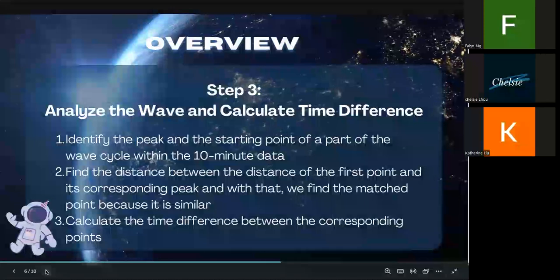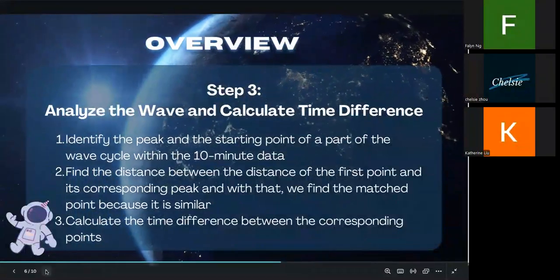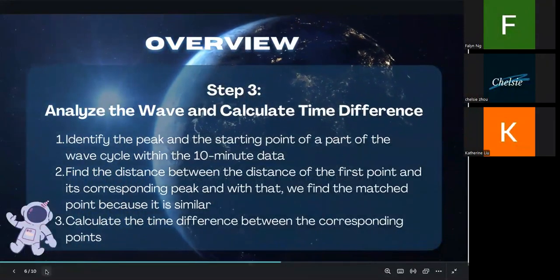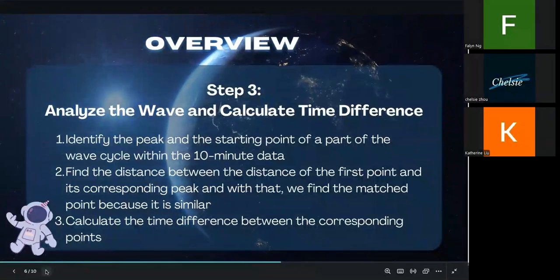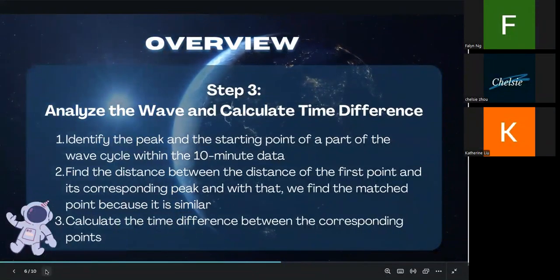So what can we do to find these out? First of all, we need to analyze the wave and calculate the time difference. As known, we can find the whole wave by using 10 minutes, and then we will identify the peak and the starting point of a part of the wave cycle within the 10-minute data, and then we will find the distance between the first point and its corresponding peak, and with that we can find the match point because it has the similar distance. And then we can calculate the time difference between the corresponding points.